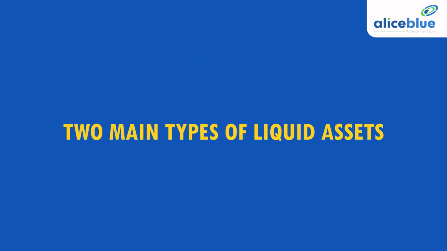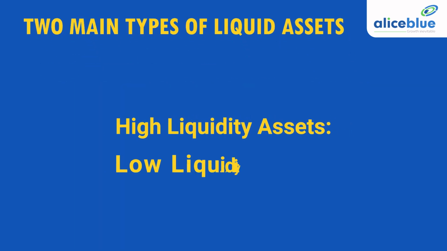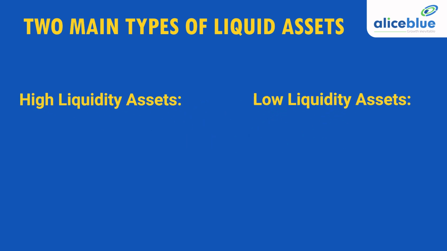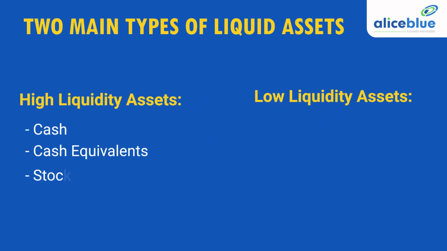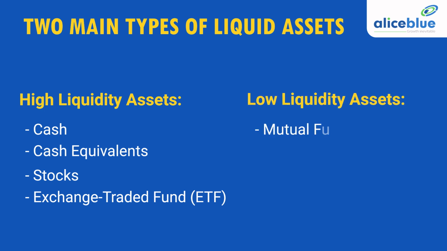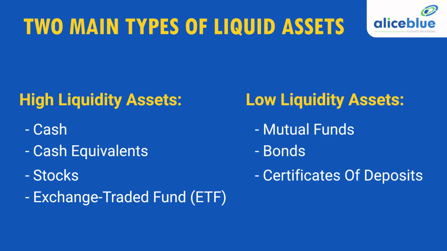There are two main types of liquid assets. The types of liquidity assets are divided into two main categories: high liquidity assets and low liquidity assets. Under high liquidity assets, they consist of cash, cash equivalents, stocks, and exchange traded funds. Low liquidity assets are mutual funds, bonds, certificates of deposits.